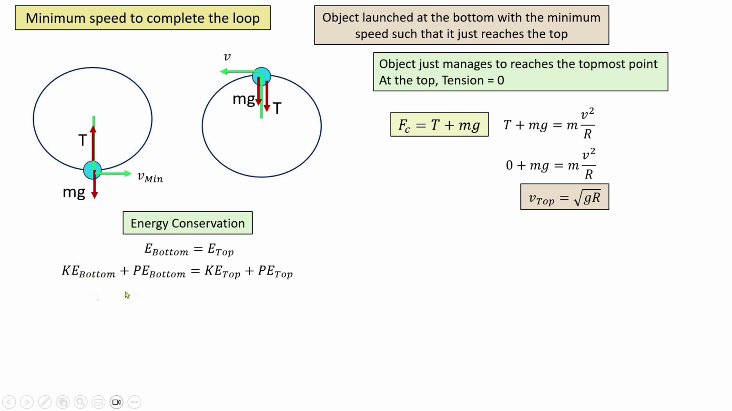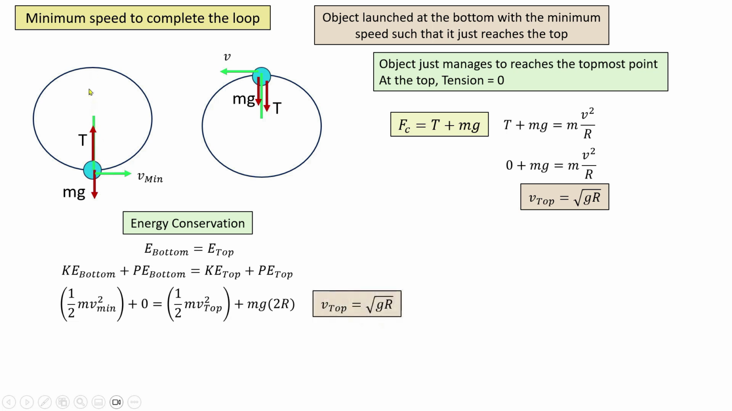So kinetic energy at the bottom will be half mv squared, where v is v minimum. Potential energy at the bottom we can assume as zero. Kinetic energy at the top will be half mv squared, and for potential energy at the top, we will be using the mgh formula, where h will be 2r. And why 2r? Since r is the radius of the circle, the diameter will be 2 times r. So if you are using mgh for potential energy, the height will be equal to 2r.